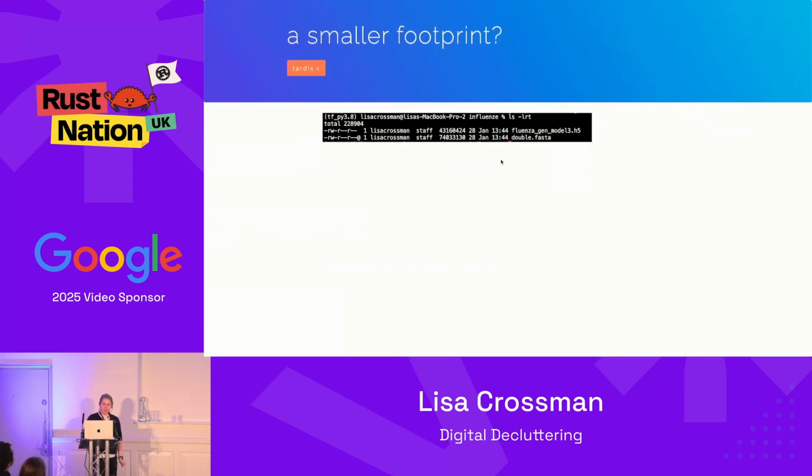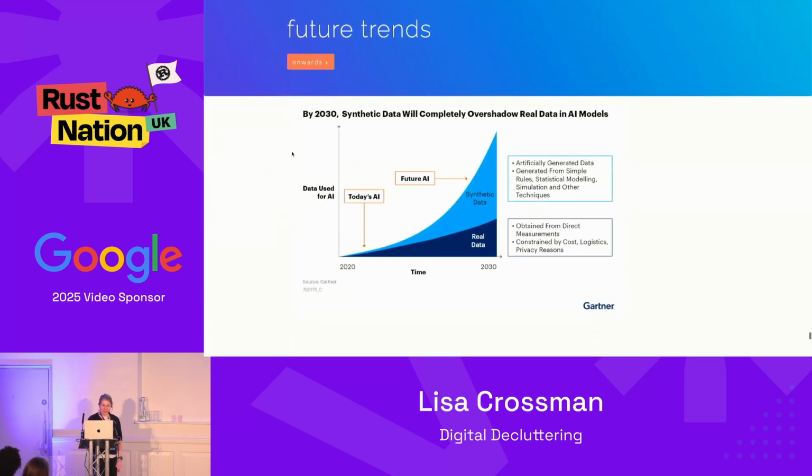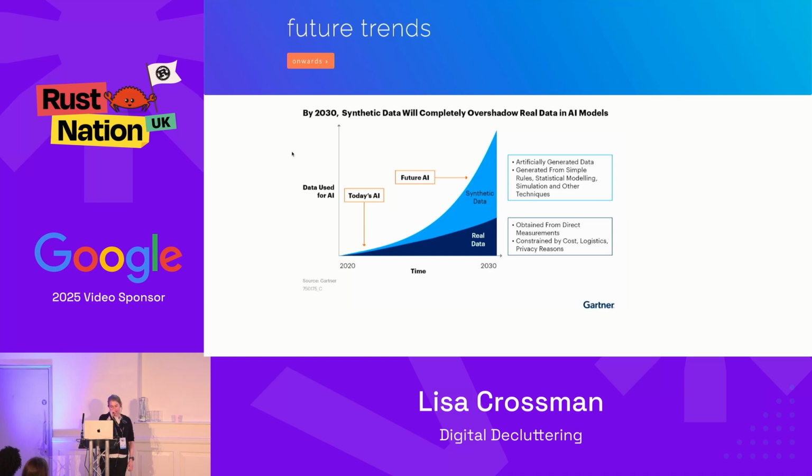But with my flu model, this was the data, and the model itself was about 1.7 times smaller. So it's kind of interesting. I like the idea of it. So in terms of future trends, it looks definitely like synthetic data's on the up. We're about halfway through this. We'll see what happens in another 5 years.